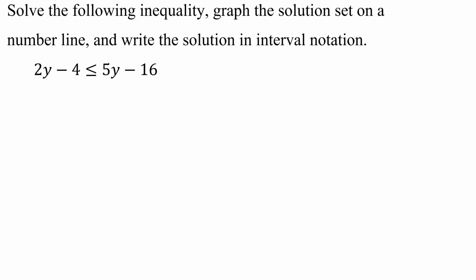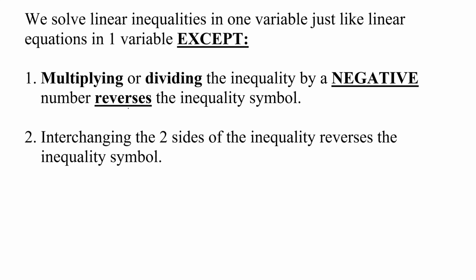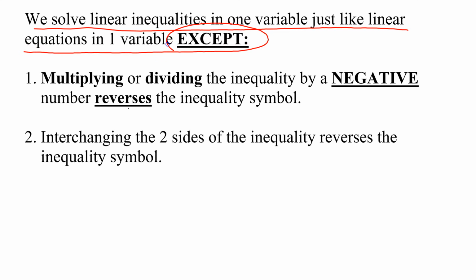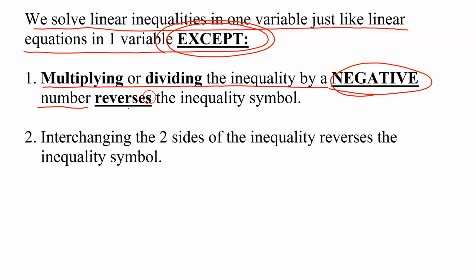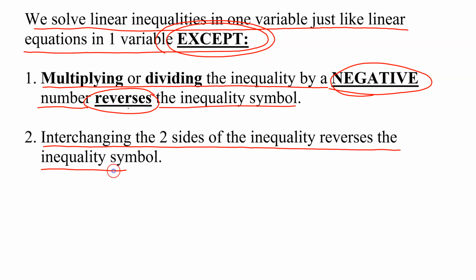And how do we solve linear inequalities? Well, we solve linear inequalities in one variable just like a linear equation in one variable, except there are a couple of exceptions. The first is when you multiply or divide the inequality by a negative number. This reverses the inequality symbol. And the second is if you interchange the two sides of the inequality, that also reverses the inequality symbol.